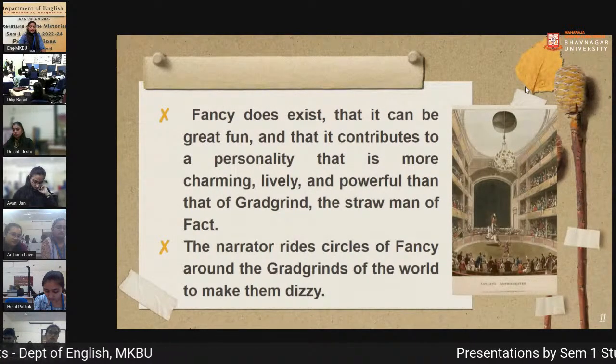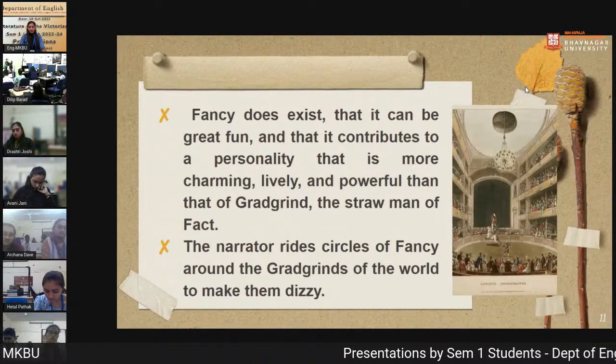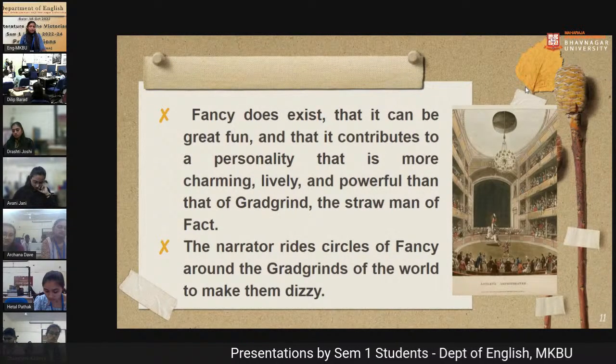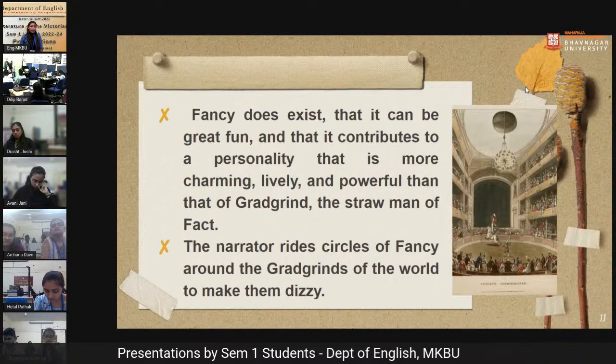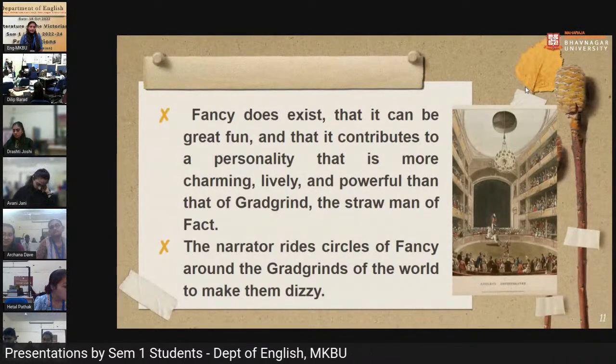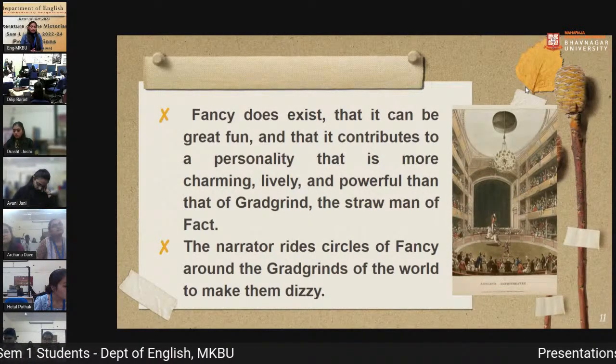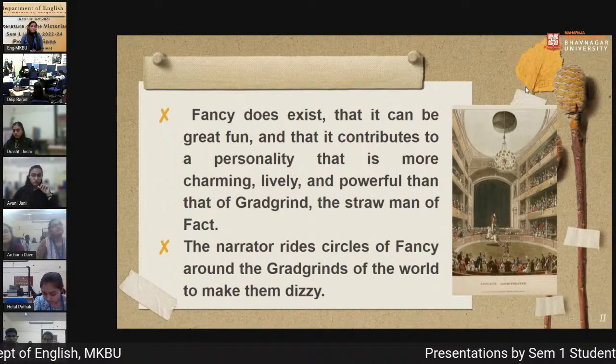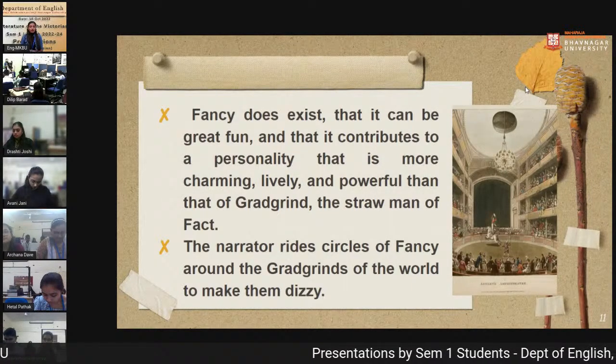The narrator rides circles of fancy around the Gradgrinds of the world to make them dizzy. Here the story was starting with the facts of Gradgrind, and here Charles Dickens tried to play with fact and with Gradgrind.